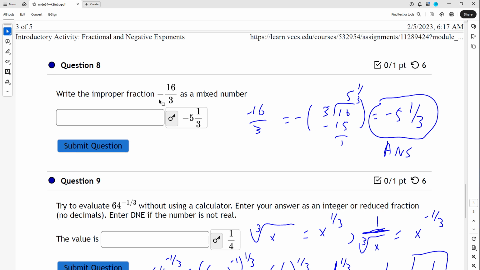Write the improper fraction negative 16 divided by 3 as a mixed number. You just divide it out. 3 goes into 16 5 times. 3 times 5 is 15. You subtract, 16 minus 15 is 1. So I have 5 and 1/3. In this case, it's a negative 5 and 1/3 for my final answer.